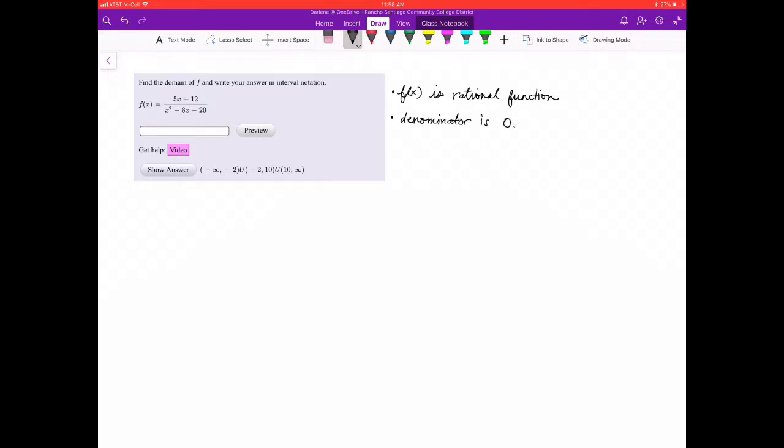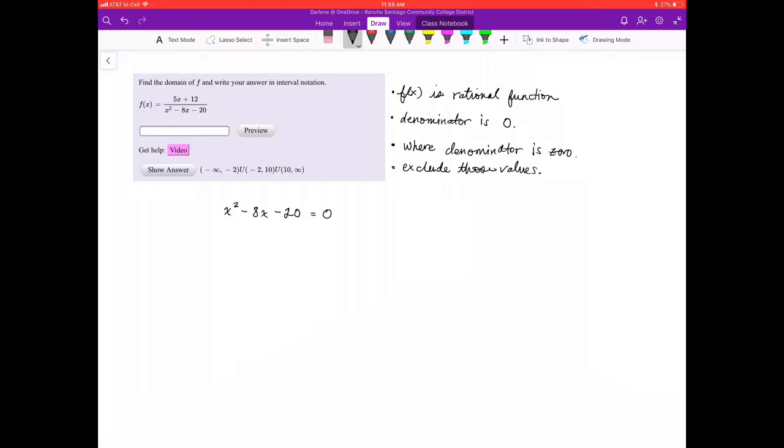So let's find when the denominator is 0, and then we make sure to exclude those values from the domain. So we need to find where the denominator is 0, and then exclude those values. All right, so let's take the denominator of x squared minus 8x minus 20 and find when it is 0.